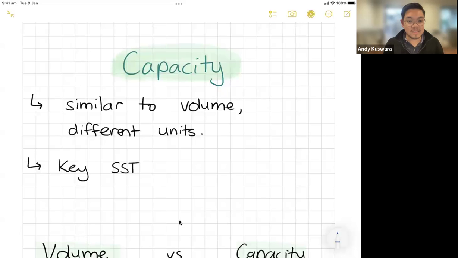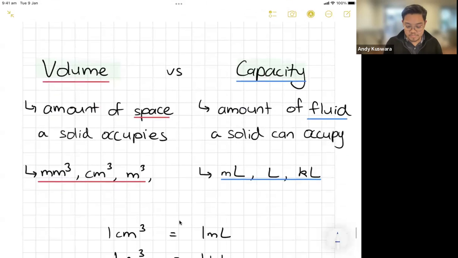Okay, let's get to it. We've got today almost the other side of the coin to volume. It's called capacity. Very similar to volume, the only thing that's different is the units. It's a key subject specific term, SST, that you need to know. So whether they ask for volume or capacity, you have to know the difference. Now, what is the difference?